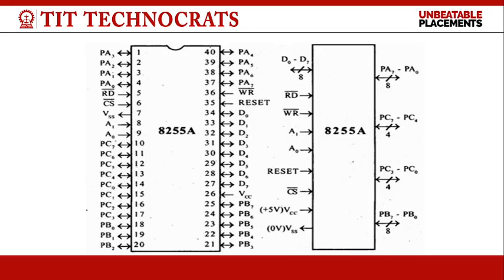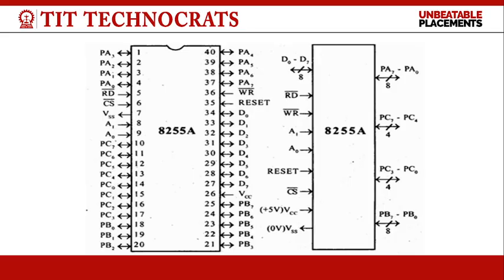RD bar, WR bar and CS bar are active low pins. RD bar is used as the active low read signal. This is the input line driven by the microprocessor and should be low to indicate the read operation to 8255. Similarly, WR bar is an input line driven by the microprocessor. A low on this indicates the write operation. And CS bar is the chip select line.